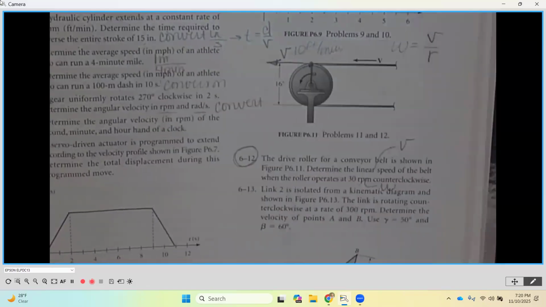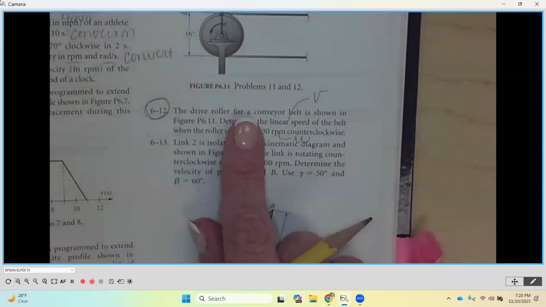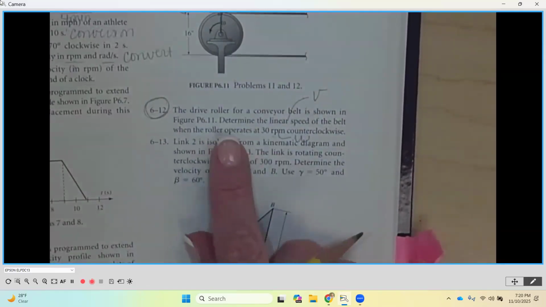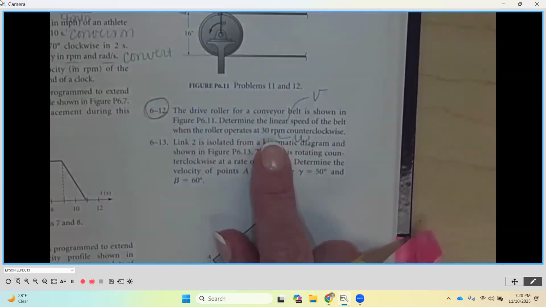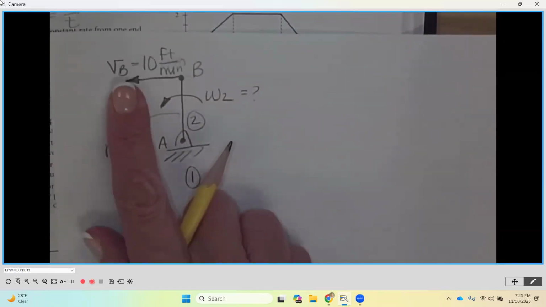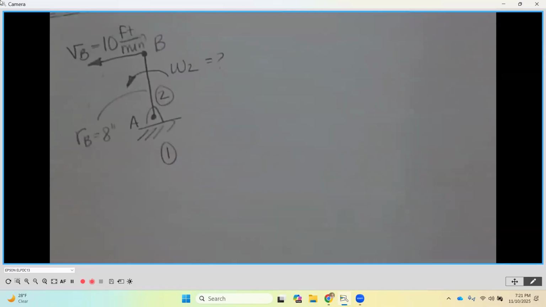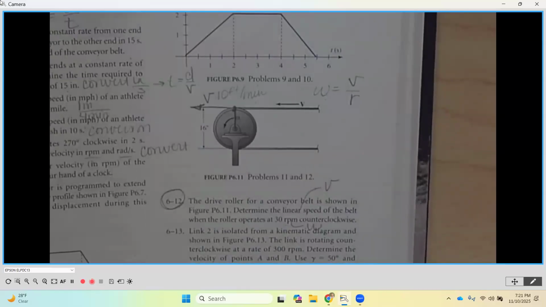Now, problem 6.12, here we're going to have a drive roller in that same illustration. It's going to operate at 30 RPMs. How fast is the belt going to be going? So this time you're given W in problem 12 and you have to calculate V. So the setup is the same, but this time the velocity at B is going to be unknown and you're given W2. So those are the first 8 problems that you have.